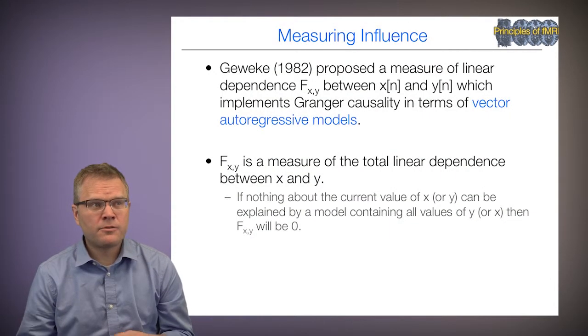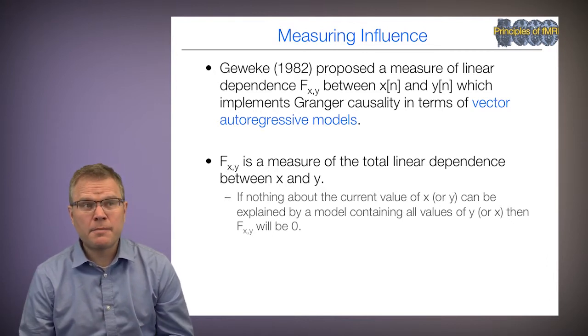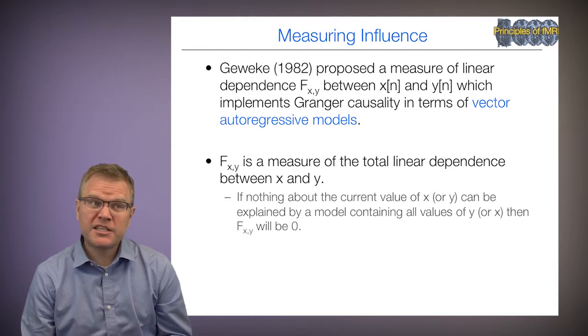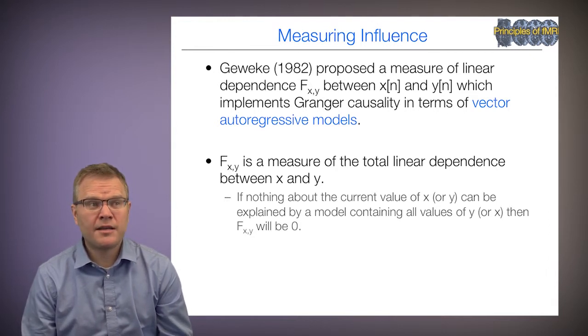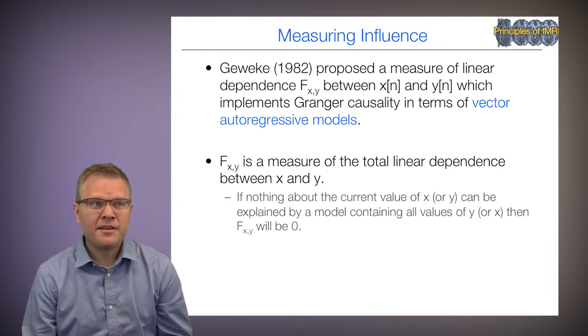So how do we measure this? Geweke proposed a measure of linear dependence, f of x,y, between the two time courses x and y, which implements Granger causality in terms of vector autoregressive models. Here, f of x,y is a measure of the total linear dependence between x and y. If nothing about the current value of x can be explained by a model containing all the values of y, then f of x,y will be equal to 0. And similarly, if nothing about the current value of y can be explained by a model containing all the values of x, then f of x,y is 0.